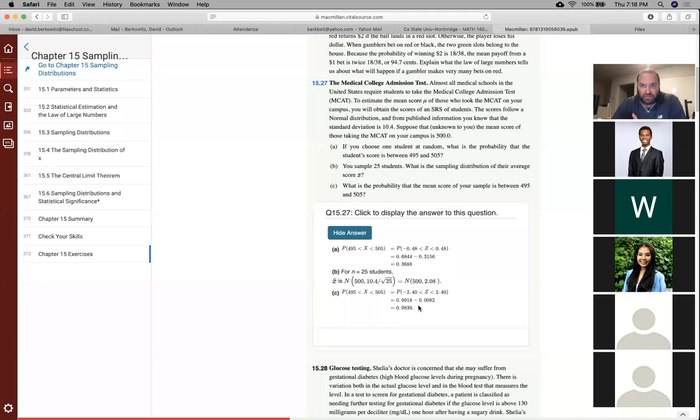Because this is the main idea of this section, the difference between the original distribution and the sample distribution. The only difference is you keep the mean the same, but you divide the sample distribution by the square root of the sample size. Then you do exactly the same techniques.